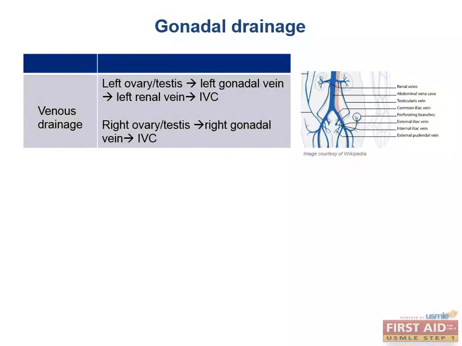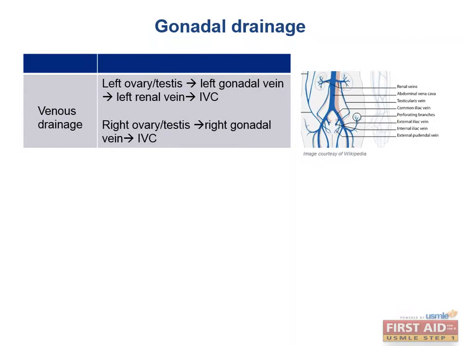The gonadal vein is just a generic term that refers to the testicular vein in a male or the ovarian vein in a female. The absolute highest yield point that needs to be driven is that the drainage on the left side, so the testicular vein in a male or the ovarian vein in a female, first goes to the left renal vein before it goes to the inferior vena cava.